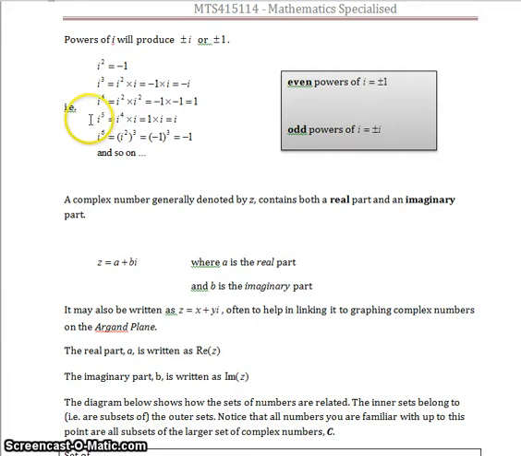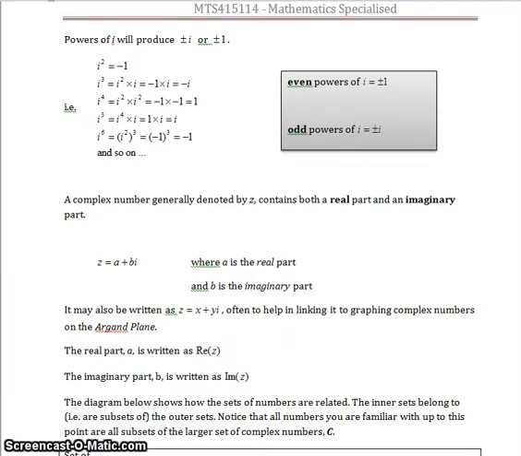I to the 5th power is i to the 4th power times i. We know that i to the 4th power is 1, so it's 1 times i, which is i. I to the 6th power we could write as i squared, to the power of 3. I squared we know is -1, -1 cubed is -1, and so you can see what's happening as we go, and it's just going to be a progression as we work through. And what we notice is that even powers of i produce plus or minus 1, odd powers of i produce plus or minus i.